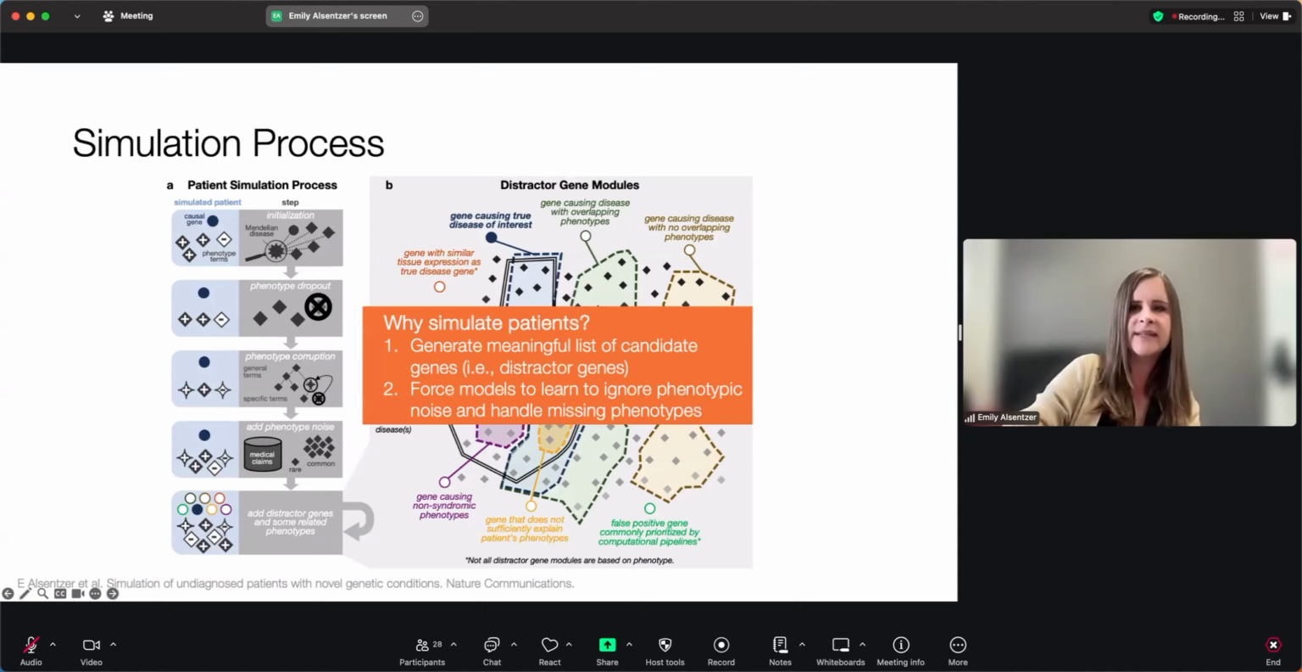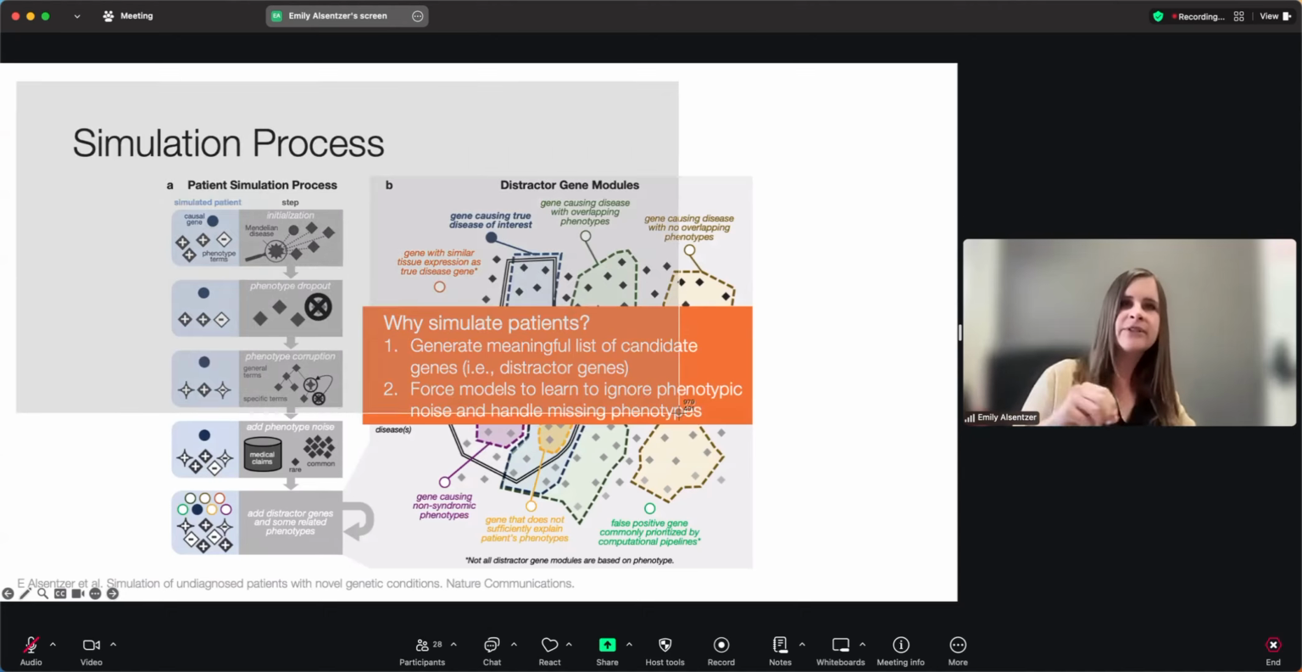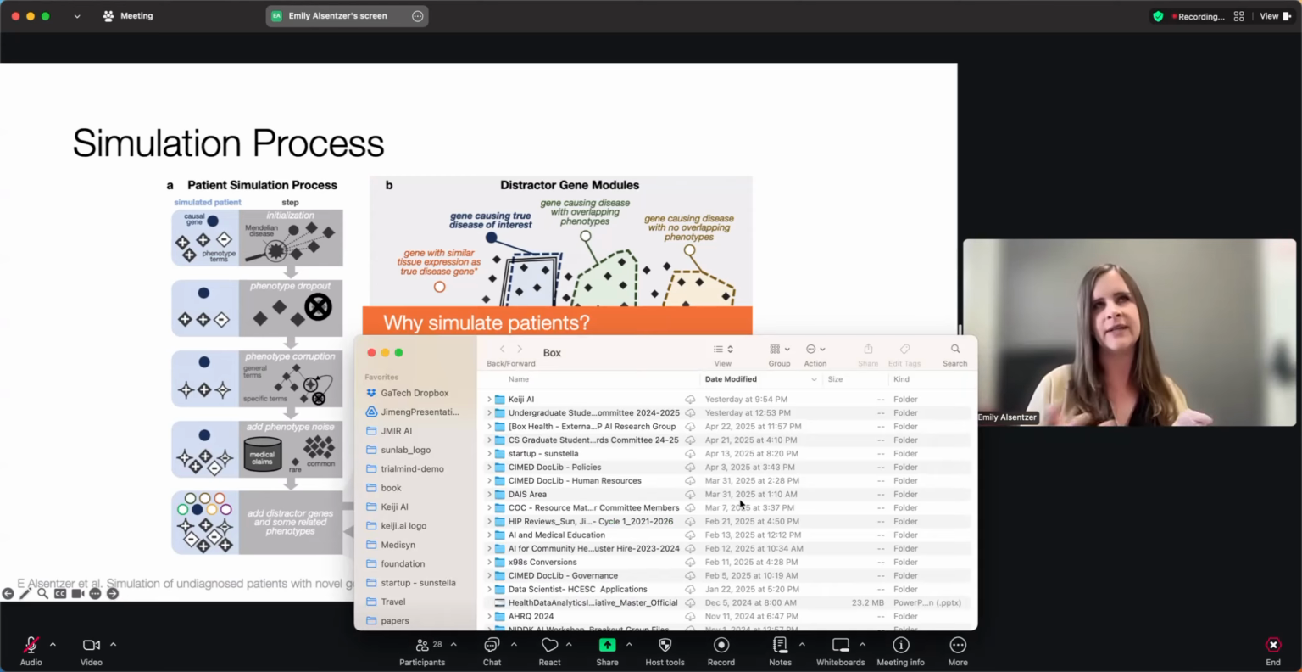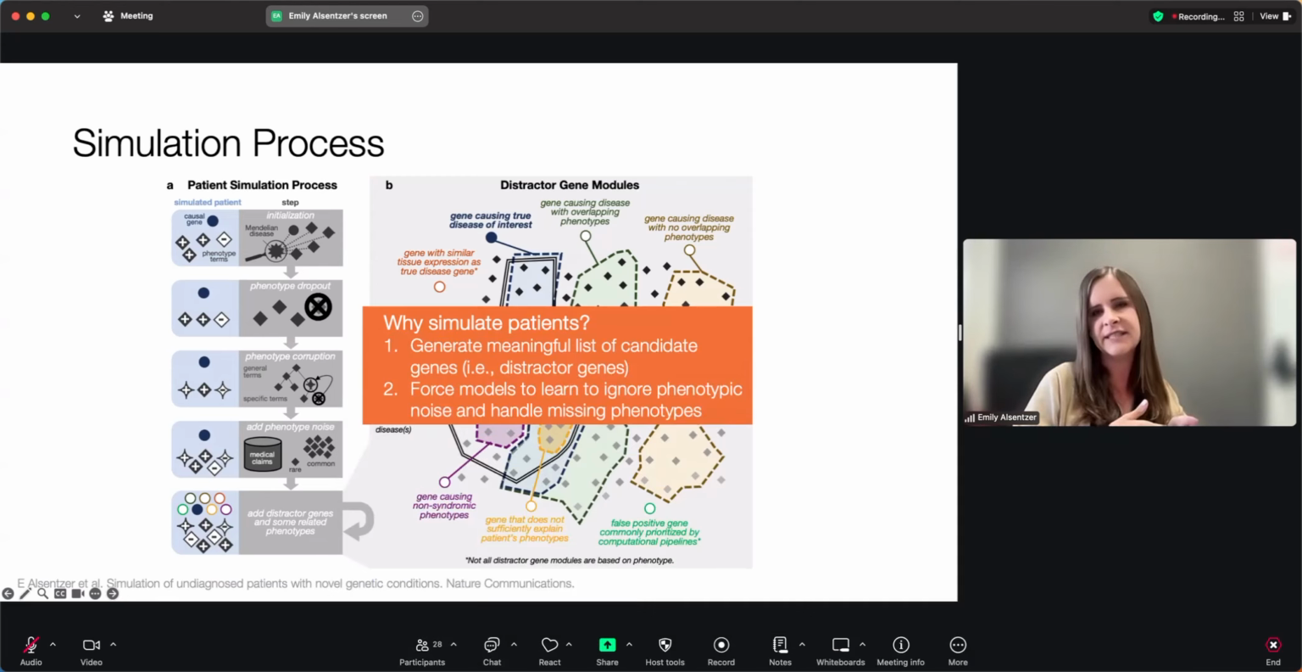The key thing to know really is that this simulation process produces patients with meaningful and challenging candidate genes that the model has to learn to differentiate between. And by training on these simulated patients, we're encouraging the model to learn to ignore phenotypic noise and to be able to handle missing phenotypes in the patients as well. And also importantly, we're using this domain knowledge guided process for simulation rather than an approach like GANs, because there's such a limited amount of data that we need to use the real patient data for evaluation of the models.